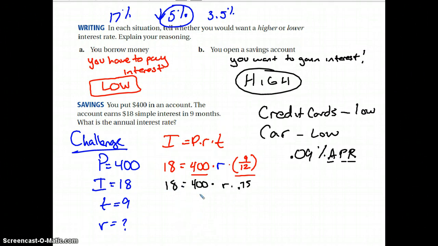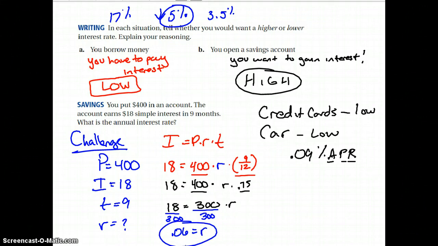And this is kind of solving equations. We're actually going to multiply these two things together. 3/4 of 400 is 300. And now to get r by itself here, it's times r, so we actually are going to divide by 300. And this will make more sense later on when we're doing equations. But if you do 18 divided by 300, you get 0.06. And that's the interest rate.